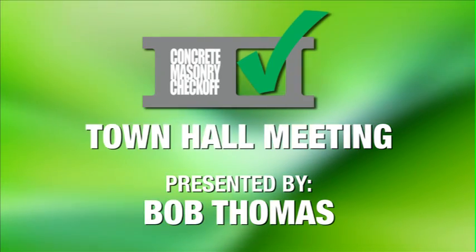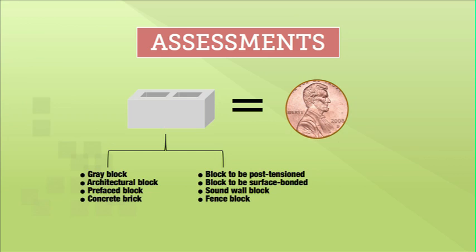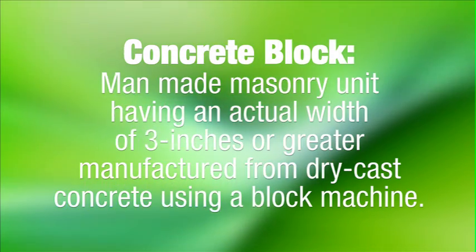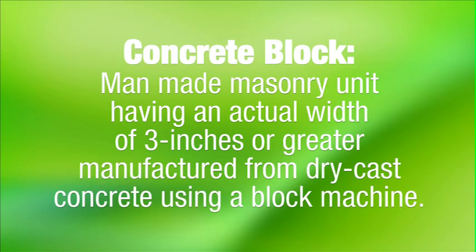The assessment process is a very simple formula. For every single block product, there would be an assessment of 1 penny that would be paid by the producers. In terms of the products, we do have some definitions in place that describe what a concrete block is. There's other masonry and other concrete products that could be manufactured on a block machine that are not covered by this program. This is specifically a concrete masonry check-off assessment program. So we have some definitions that would apply to help understand which products would be included in the assessment process.